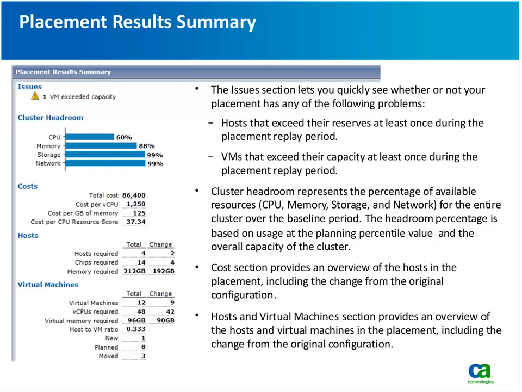It also shows the cost. It extracts that header information from the placement table and shows you in a nice view what's the cost per CPU, what's the cost per CPU resource score, and the total cost in your placement. And the number of hosts needed for this placement, and the change, and a summary of the total virtual machines and their host to VM ratio. So in a nutshell, this KPI-oriented view will help you gain insight into the effectiveness of the placement without going through the placement replay detail.